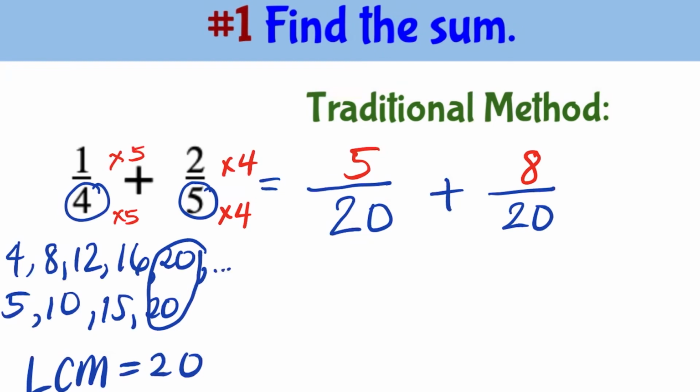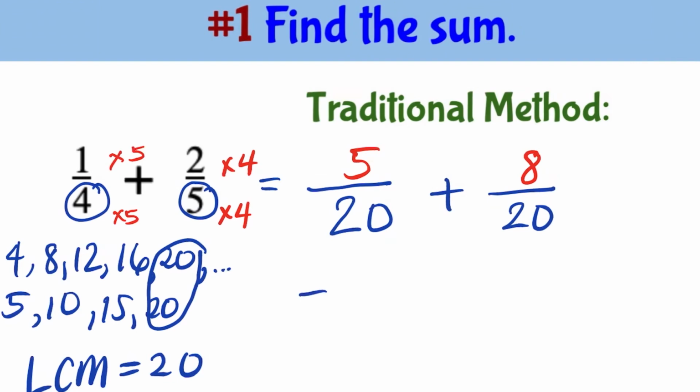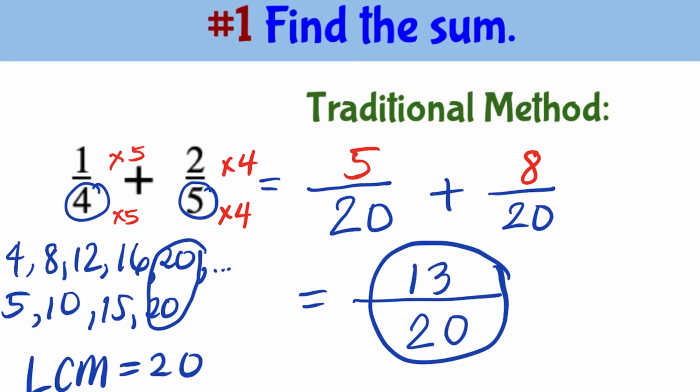So the second fraction is equivalent to 8/20. And when adding two fractions with the same denominator, we simply keep the same denominator 20 and just add 5 plus 8. And 5 plus 8 is 13. So the answer is 13/20. I think the challenge for the traditional method is actually getting the LCM. Sometimes it's difficult to find the LCM of two denominators.